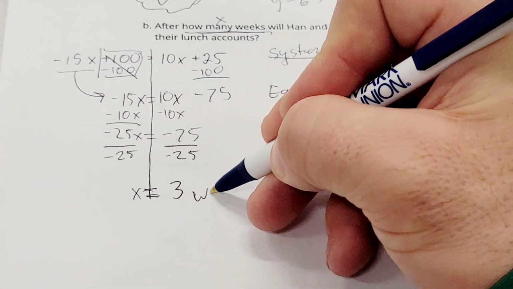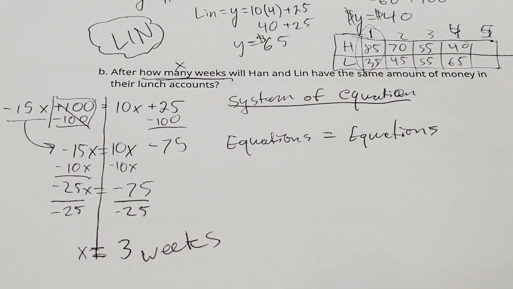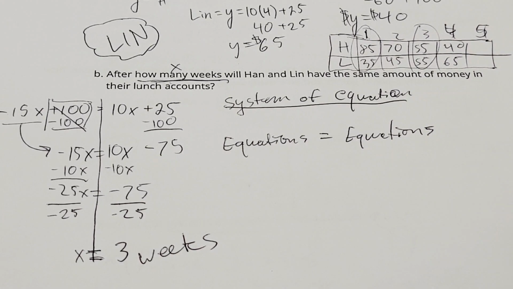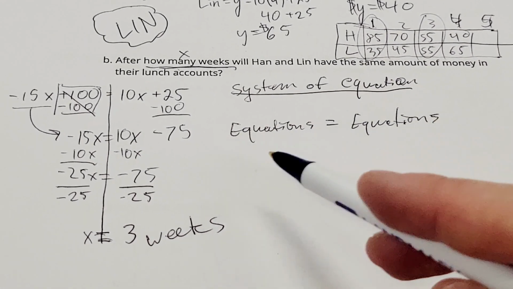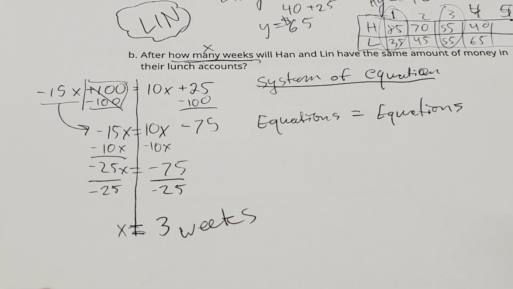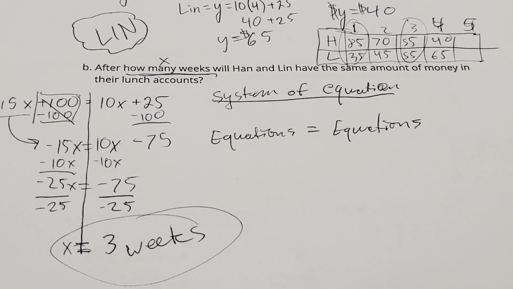So that is 3 weeks. Now again, you may have seen that if you did a table up here as well. Okay? But then you have to really explain your work down here, right? This is a test where I'm expecting to see a lot of work or explanation so that we can get points for those things.